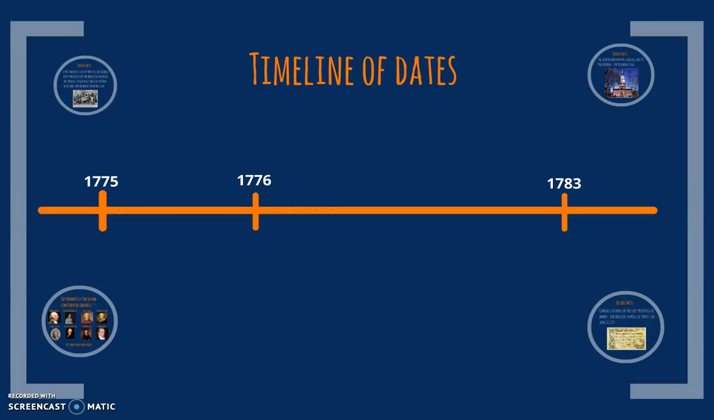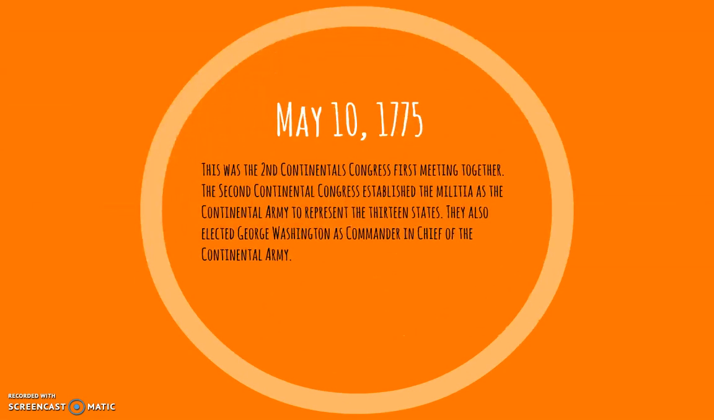Timeline of dates. On May 10, 1775, the Second Continental Congress first meeting took place. The Second Continental Congress established the militia as the Continental Army to represent the 13 states. They also elected George Washington as Commander-in-Chief of the Continental Army.